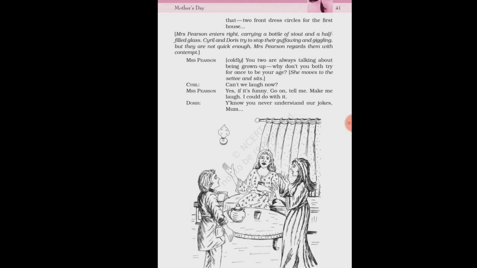So Mrs. Person says, you're always talking about being grown up, so why don't we act like one? So then Cyril says, why can't we laugh now? So Mrs. Person says, yeah, if it's funny, go on and tell her also. Make her laugh and she could also do it. So Doris says she never understands the joke.